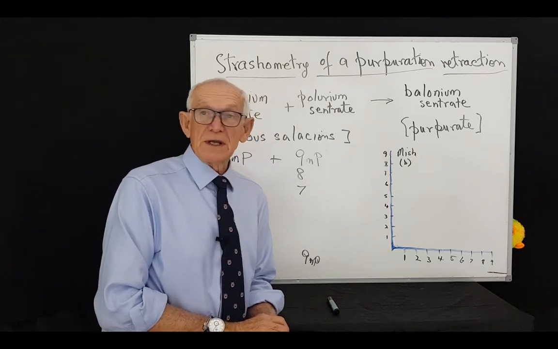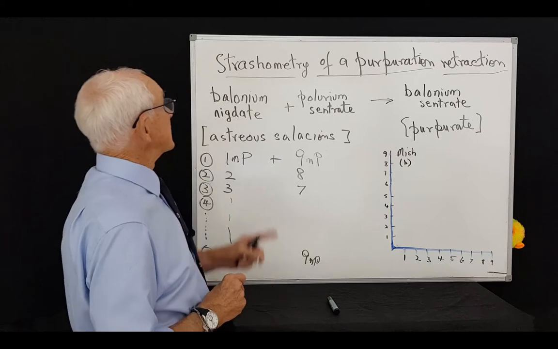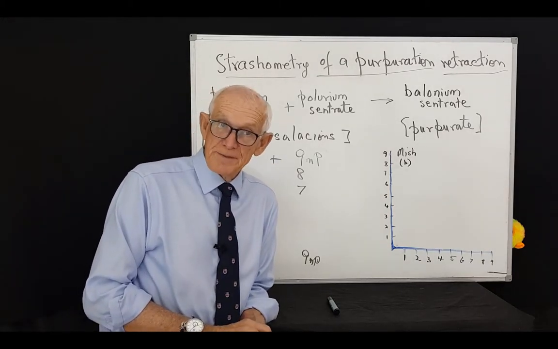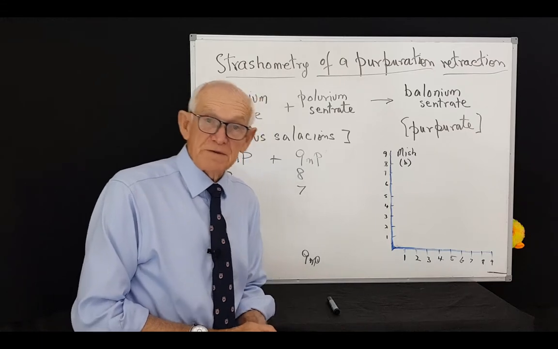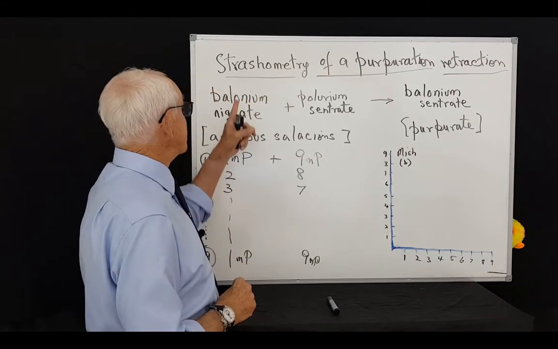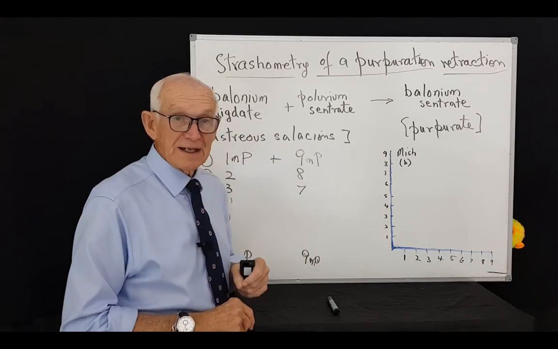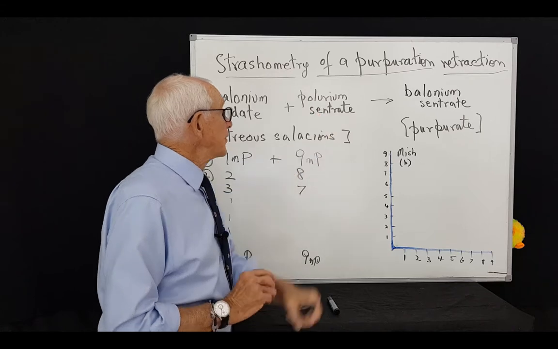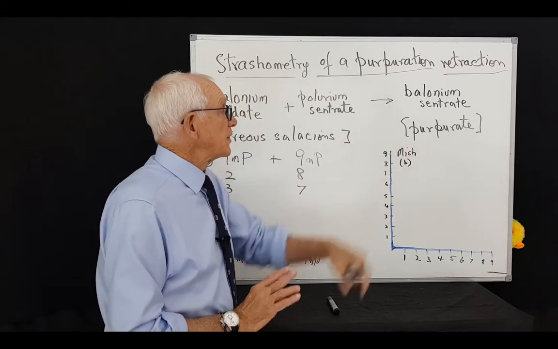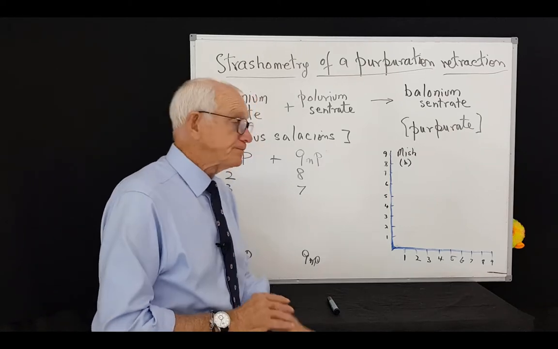You'll know from the title in the lab manual that today's lab is about determining the stoichiometry of a perpuration retraction. And the equestration for the particular retraction we're going to be looking at today is this, that polonium nigdate in astreous solation mixed with polurium centrate, also in astreous solation, will lead to a purpurate of polonium centrate.